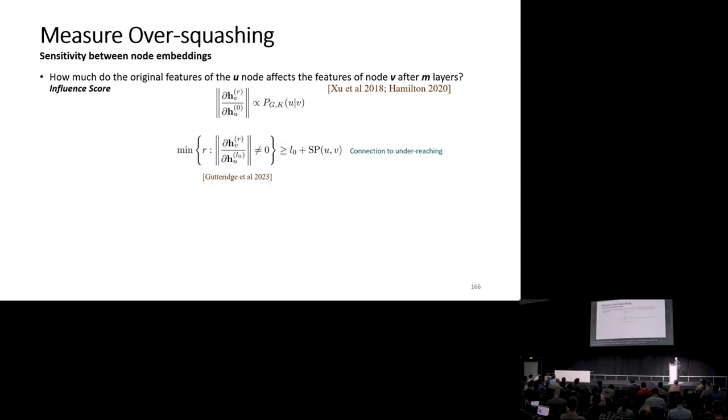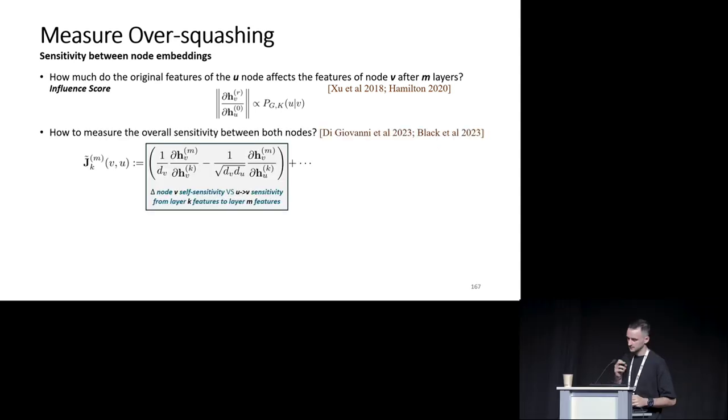The connection to under-reaching is that if two nodes are farther away than k layers, then this Jacobian, the Jacobian between two nodes, will be 0. Then the sensitivity metric will be 0 because they will never share information. But stay with me with this formula because I think it's very, very interesting.